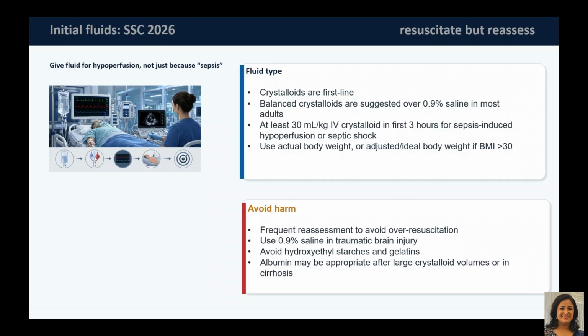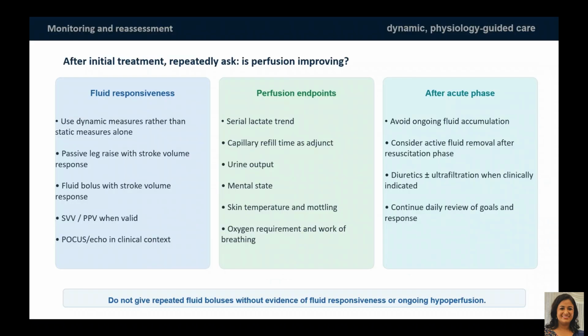Okay. So that is about the fluid, and this is very important. So whenever you receive a patient, please give fluids. Okay. So about 30 ml per kg, that is for a 50 kg person, in the first 3 hours, at least about 1,500 ml of fluid has to be given. Okay. So how are you going? After initial treatment, you have to repeatedly ask, is perfusion improving? Okay, because there is a risk that we are under-perfusing, or there is a risk of over-perfusing also.